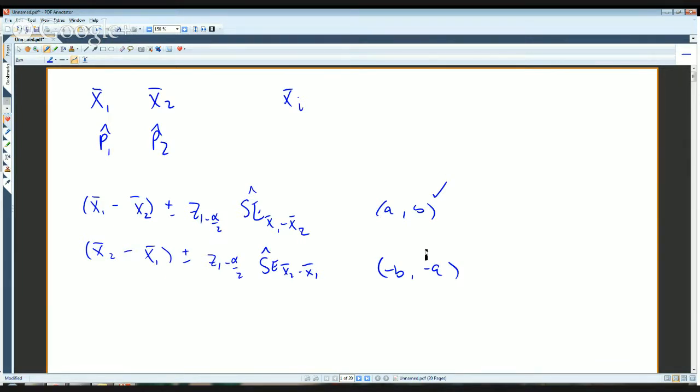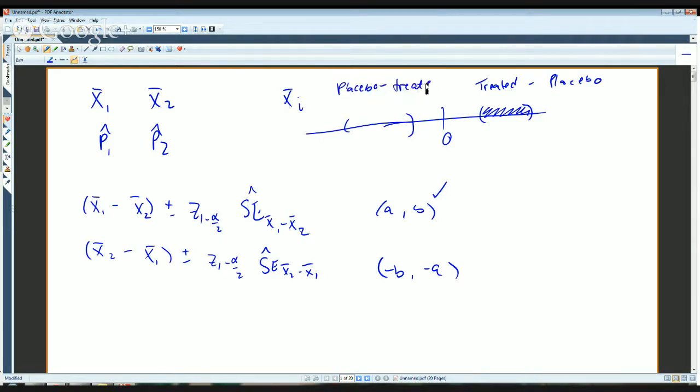The point is that the intervals will always agree. If here's 0 and here's your interval where you've subtracted treated minus placebo, then this suggests that treated has a higher mean than placebo because the interval is entirely above 0. If you were instead to do placebo minus treated, you would just get the same interval on the other side, again still suggesting that treated has a higher mean than placebo. So when you subtract them in that order, you get a negative value.